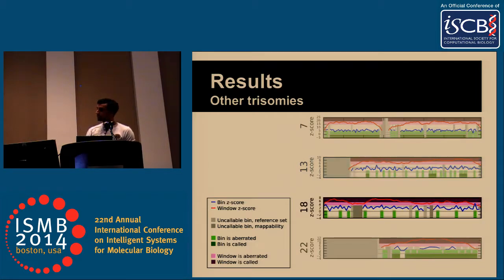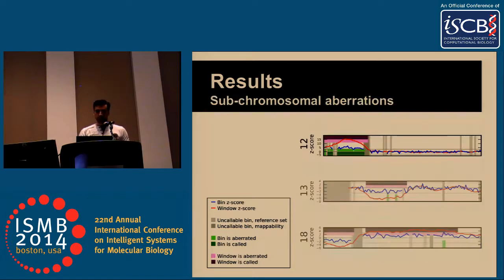The same goes for chromosome 18, or trisomy 18, while trisomy 22 is not really a problem, it's a very stable chromosome. Even more interesting than this, we can also find subchromosomal aberrations. In the top one we have isochromosome 12.